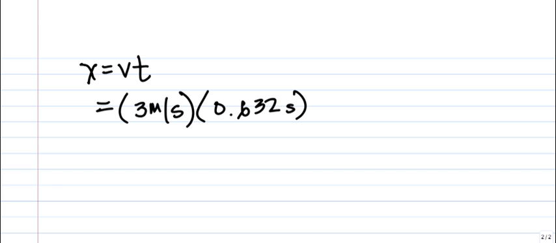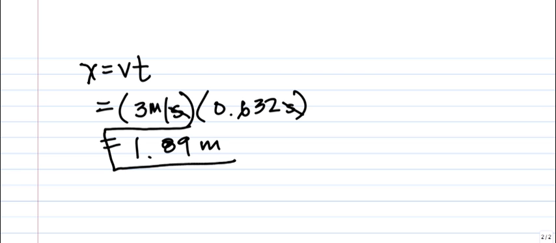Okay. Now, if this 3 meters per second is only acting in the horizontal direction, that's why our x is only going to give us the horizontal distance. Notice that your seconds cross-cancel with your seconds, and you are left with 1.89 meters away from the table.